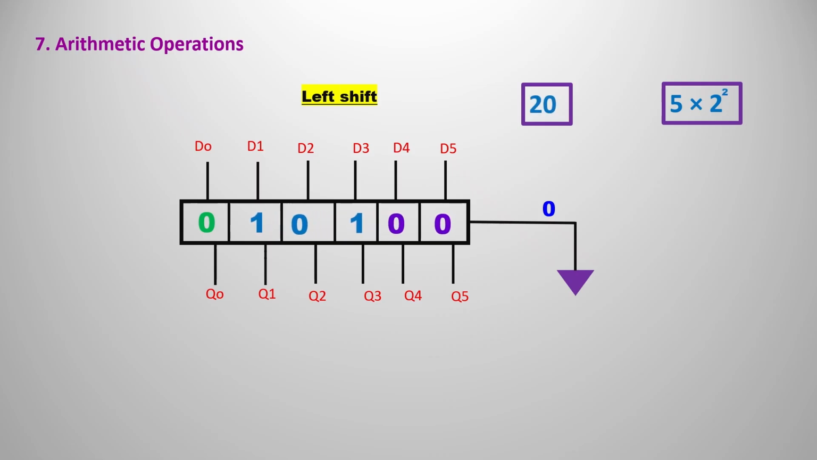Then you perform the same thing again. One more 0 you insert from the right side, which gives another left shift. Now that is 10100, which is 20 in decimal. Previously we started with 5, so we multiply 5 into 2 power 2, and that gives 20.